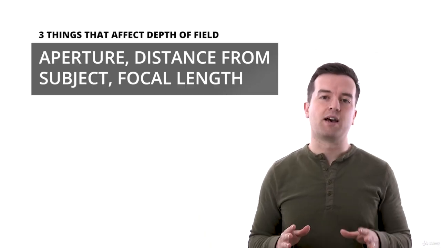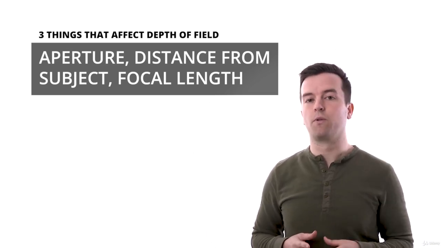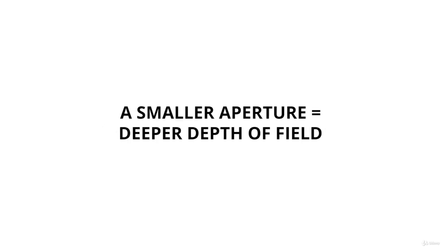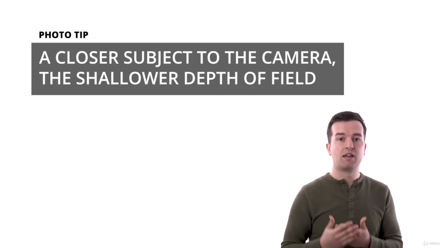There are three things that affect your depth of field: aperture, the distance from your subject, and the focal length of your lens. You already know what aperture is, which is the hole inside your lens that allows light in. Remember that a larger aperture, which is the smaller f number, or f-stop number, has a shallower depth of field. A smaller aperture, a larger f-stop, has a deeper depth of field. It may be easier to remember this by knowing that a smaller f-stop means less depth and a larger f-stop means more depth.